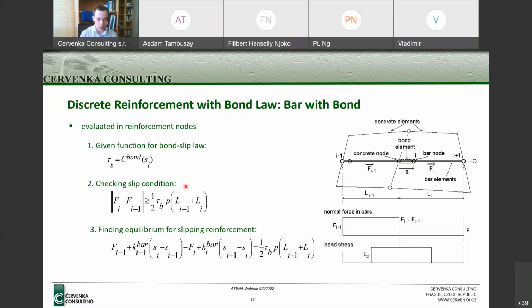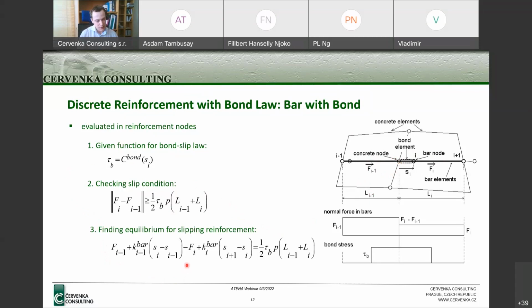Here we are basically integrating the stress along the perimeter of the bar, along the length of the bar, from half of the length of each element on both sides of the node where we're evaluating the cohesion force. And if in this step the slippage occurs, we are trying to find an equilibrium.